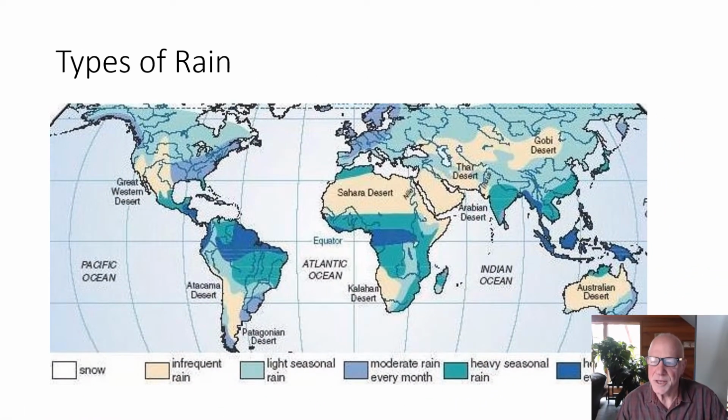The types of rain is when the rain comes, whether it be moderate rain every month or heavy rain every month along the equator, or infrequent rain in the dry areas.